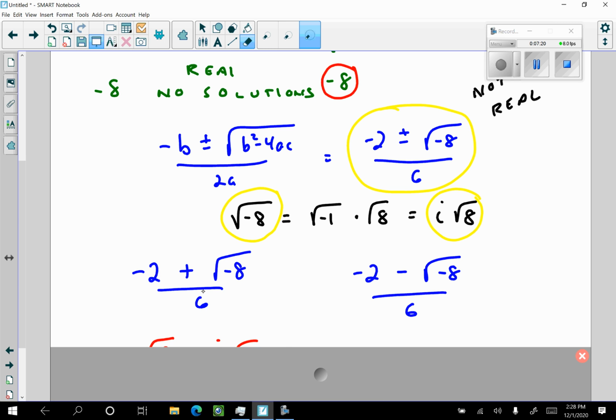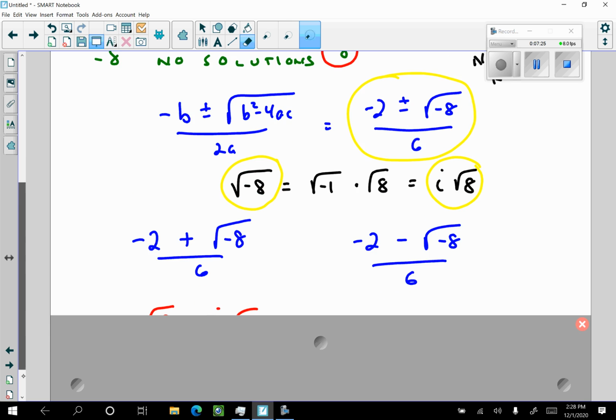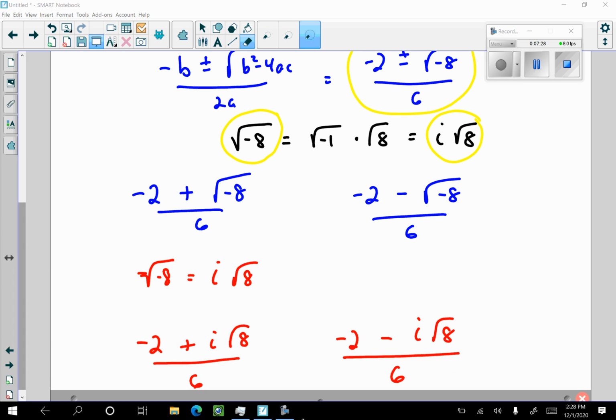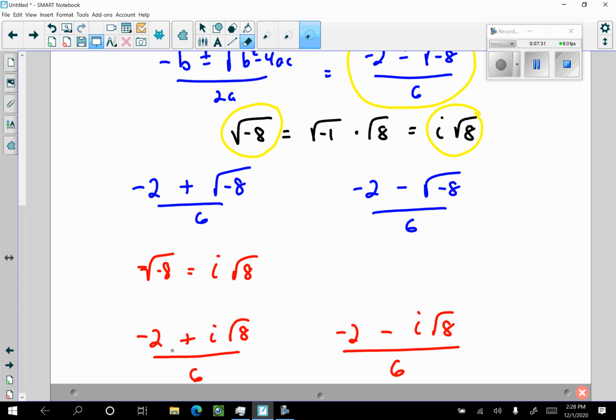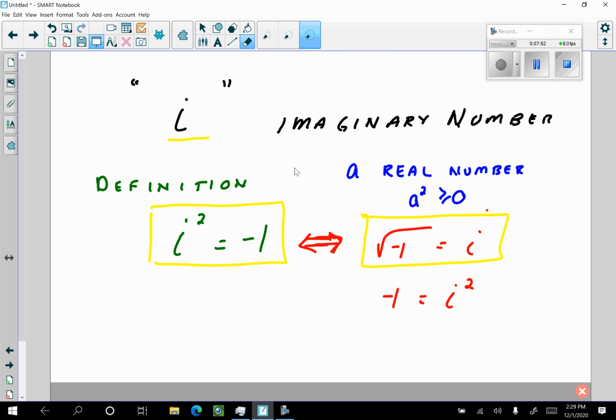And if I simplify this square root of -8, i.e., take the negative out, it's going to be -2 plus i square root of 8 over 6, -2 minus i square root of 8 over 6. Okay, so all I'm doing is taking the square root of a negative and writing it in terms of i. How am I writing it in terms of i? I'm using this definition right here, this part of the definition.